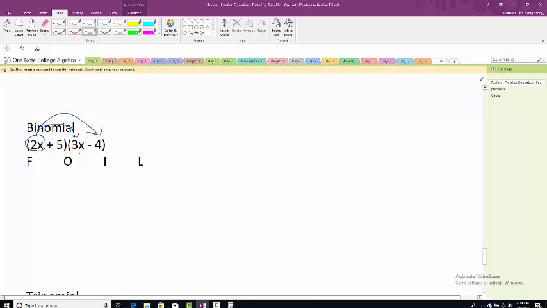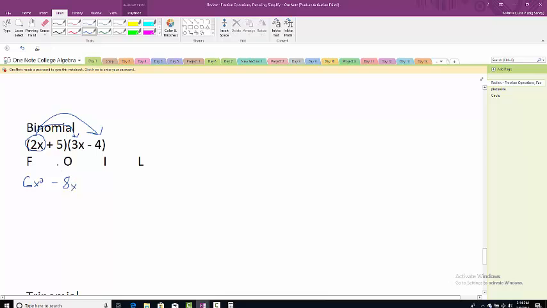2x times 3x is 6x squared. Don't forget, x times x is x squared. So that would have been the same as multiplying your first terms. Then we're going to multiply the 2x times the next term. 2x times minus 4 is minus 8x. That would have been the same as doing outside terms.